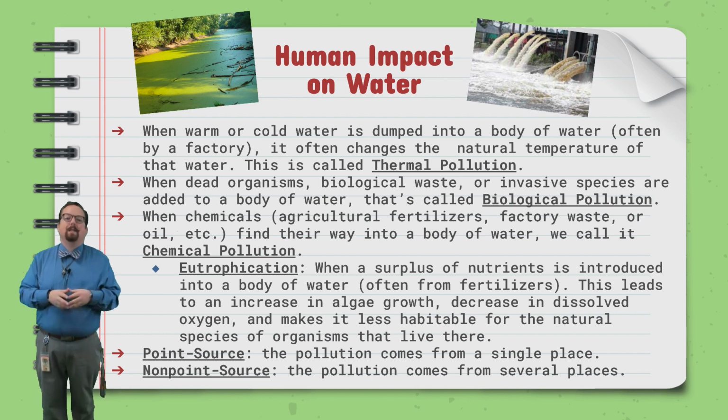As is often the case for oil spills or factory waste, these get dumped into a body of water at a single identifiable place. This is called point source pollution, because it came from one point and we know where it came from. As for fertilizers from a field or some other contaminants finding their way into a body of water, we don't often know where they came from, and they may have come from multiple different places. As such, we call that non-point source pollution, because we can't pinpoint the exact location it came from.